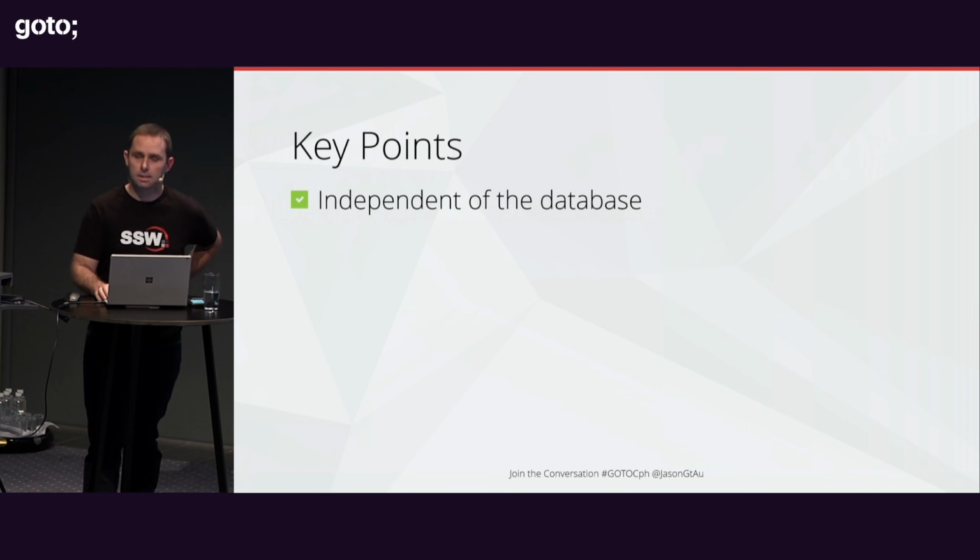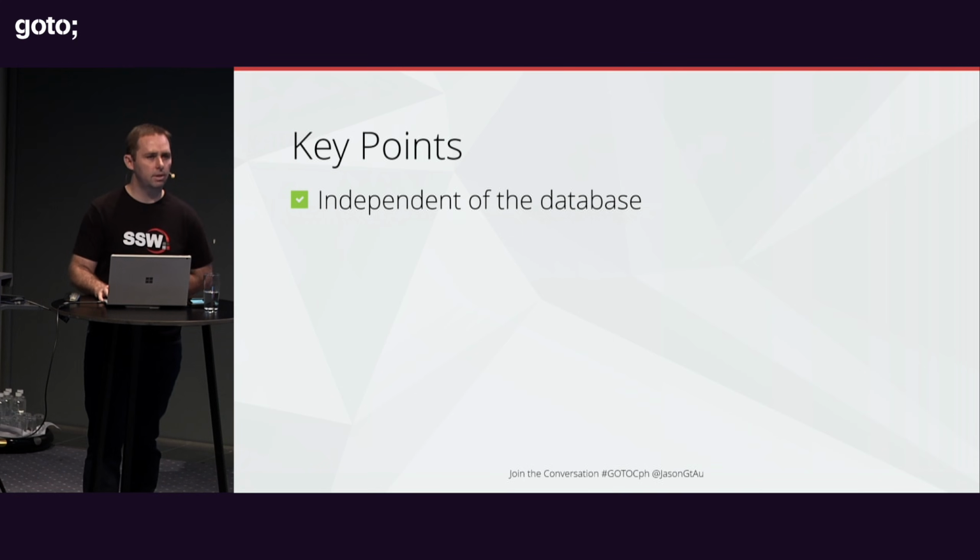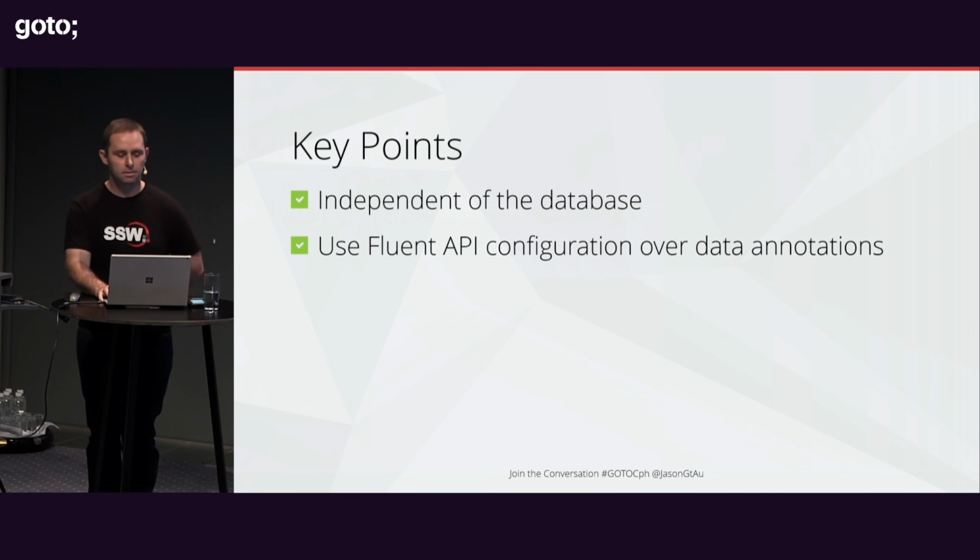Okay, so key points. Infrastructure is independent of the database. We can switch out a provider and choose a different database solution. This solution, however, that I've built is not independent of Entity Framework Core. I've kind of gone all in with Entity Framework Core, so if I do decide to move to a different ORM in the future, I'll have a little bit of pain there, but I'm okay with that. I've been using EF for, I don't even remember how long now.